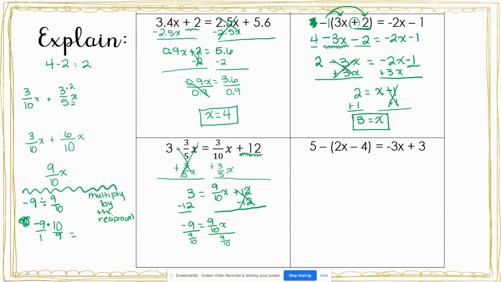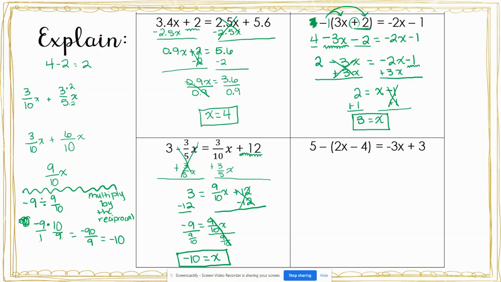-9 times +10 is -90. Then 1 times 9 is 9. Well, this really says -90 divided by +9, and that gives me -10. So when I divide -9 by 9/10, I'm left with -10. On this side, these 9/10 would have canceled and left me with x by itself. So now my solution is -10 equals x.